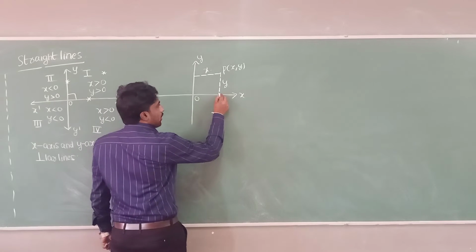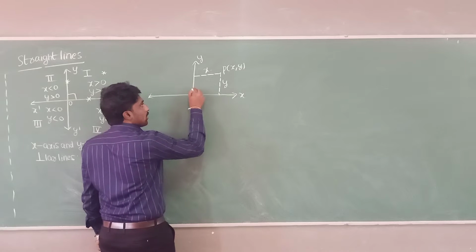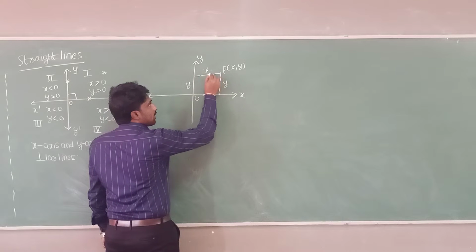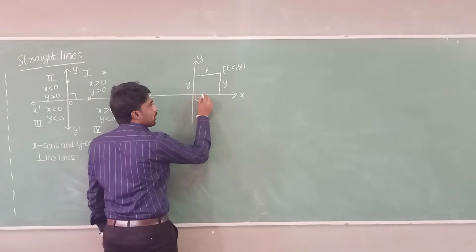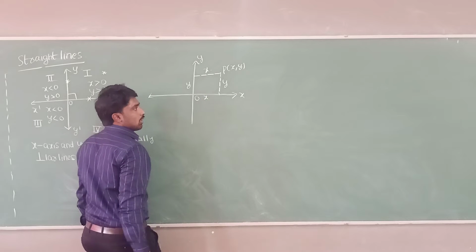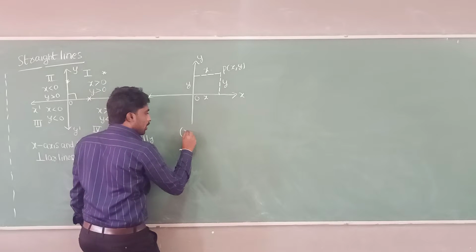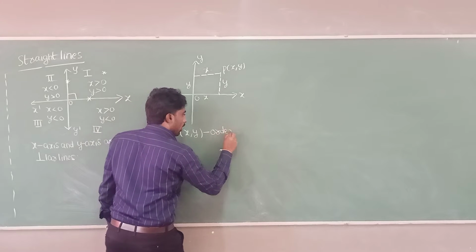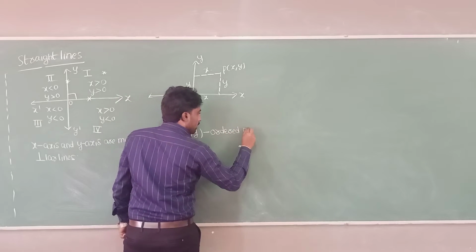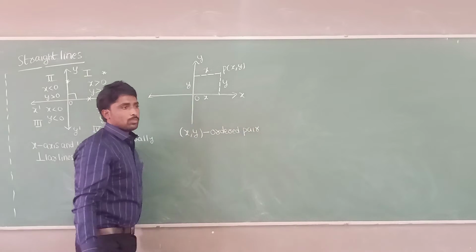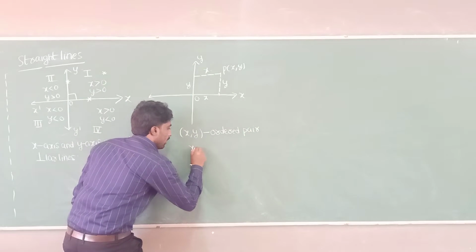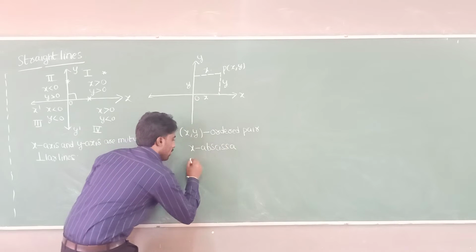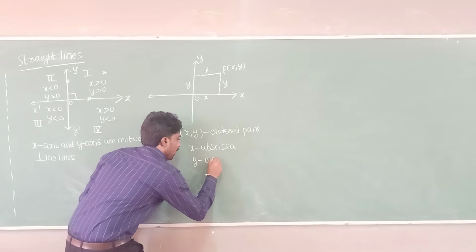From here to here, the length is y, and this length is also y. From here to here, the length is x, and this length is also x. So this point (x, y) we call an ordered pair. Here x and y have special names: x we call the abscissa, and the y value we call the ordinate.